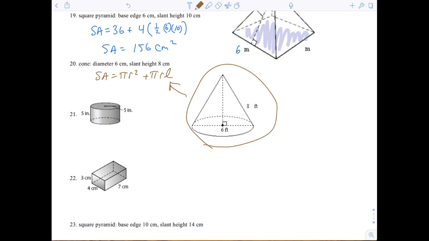All right. So what's the radius of the cone? So pi times 3 squared plus pi times 3. What's the slant height? Surface area is approximately what? 103 point what? 7. Or feet, though.